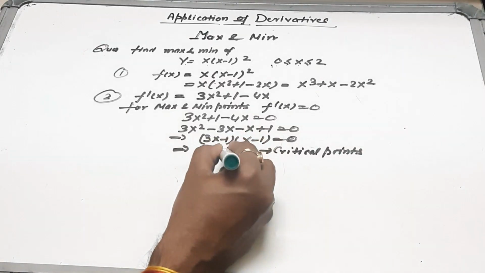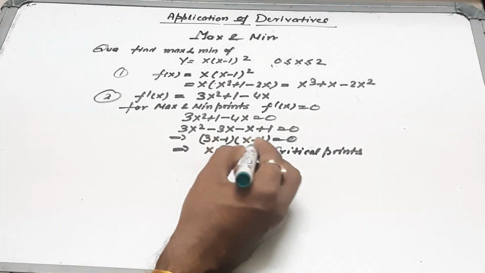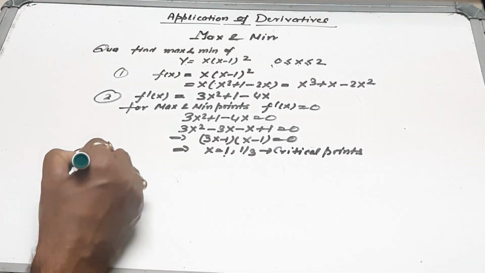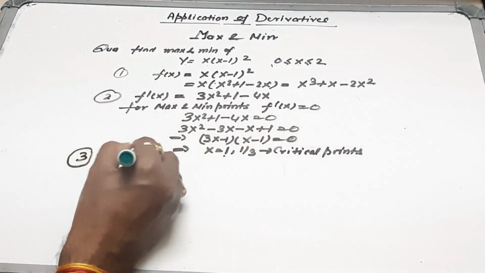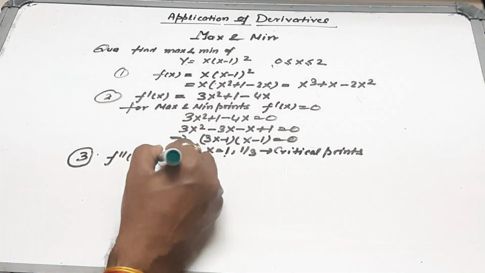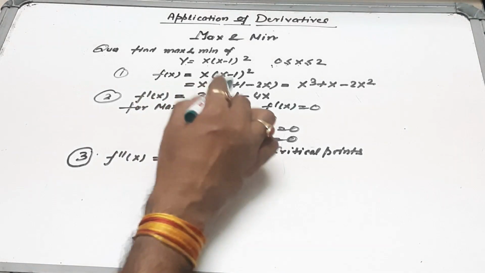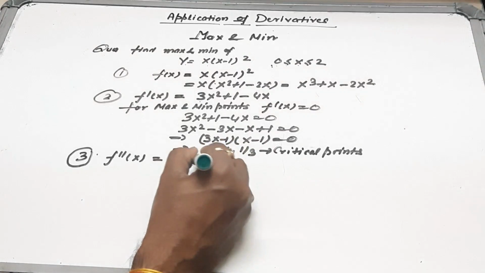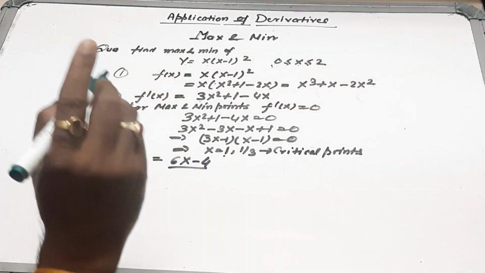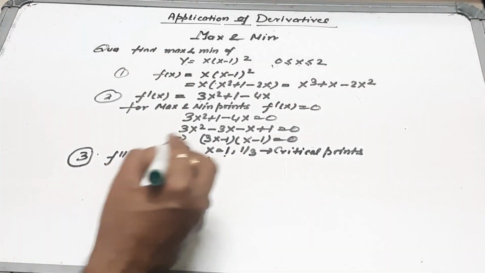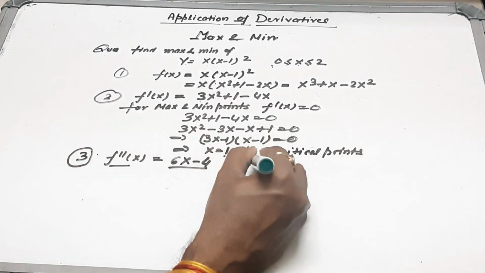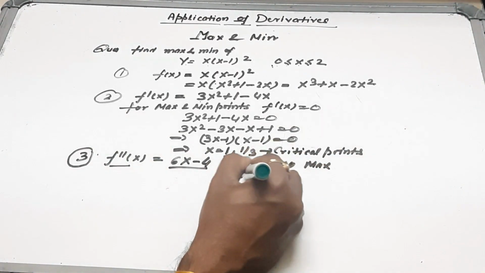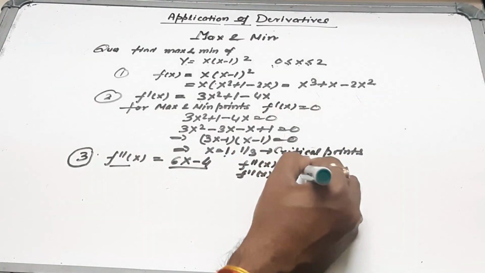Now we have to see at which point the function will take maximum value or minimum value. So what is the step for that? There are two ways. The first way is to find f dash x and f double dash x. F dash x is this value, and f double dash x is 6x minus 4. What I have told: the point at which f double dash x is less than 0 means maxima, and f double dash x greater than 0 means minima.